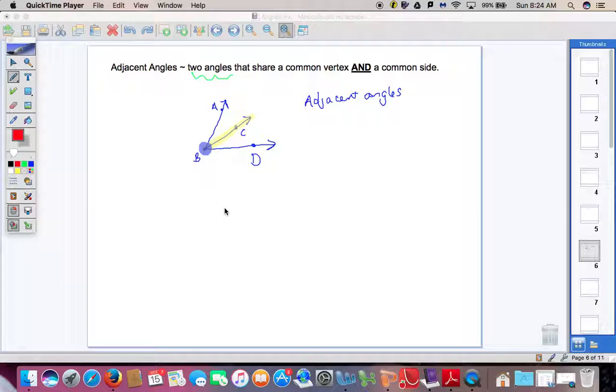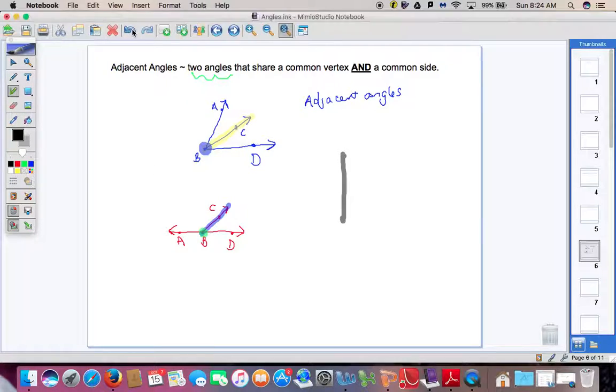Okay, let's look at this one. So if we had an angle that looked like this, are these adjacent angles? Well, they have a common side that they share, and they have a common vertex that they share. And so these again would be adjacent angles because they have a common side and a common vertex. I meant to do that as a line.